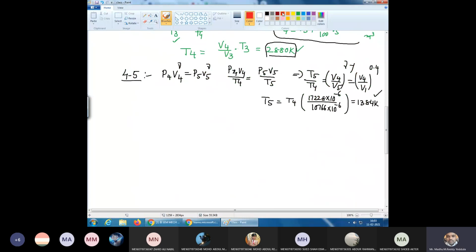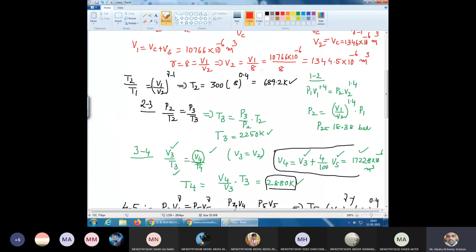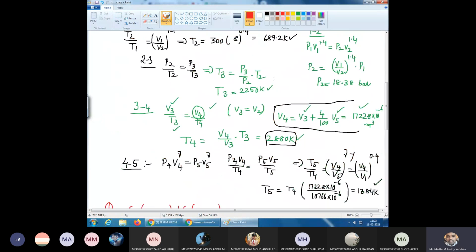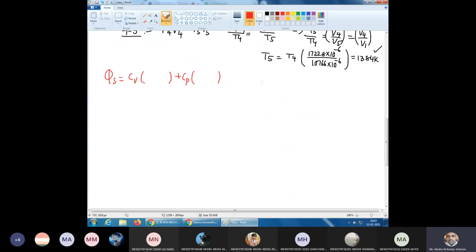1384 Kelvin, right? So now we can write. What is the heat supplied? Qs is equal to, it is taking place partially at constant volume and partially at constant pressure. So constant volume is from 2 to 3. At 3 we have high enthalpy or high temperature, so therefore T3 minus T2, and at 4 I have a high value, T4 minus T3. Right?